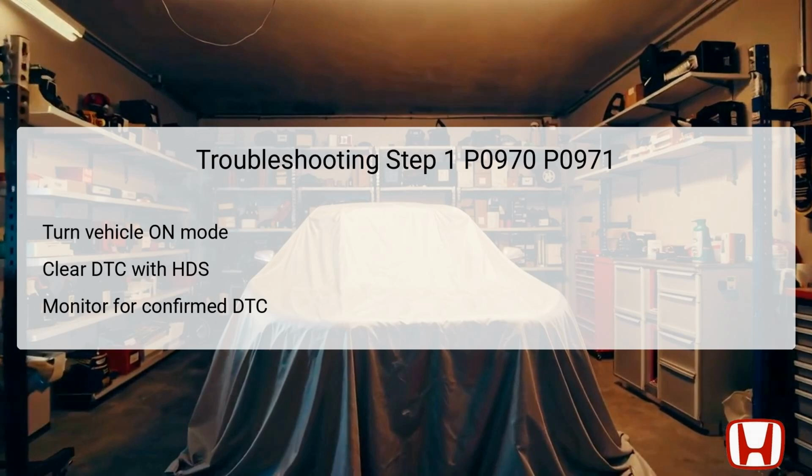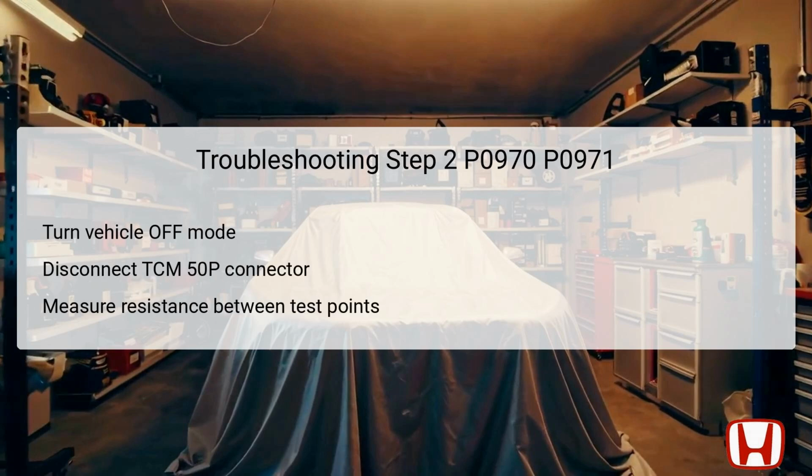If neither DTC is confirmed, it suggests an intermittent failure, urging you to inspect for any poor connections or loose terminals linking the pressure control solenoid to the TCM. Maintaining this meticulous process is vital for accurate identification of the underlying issues within the circuit.